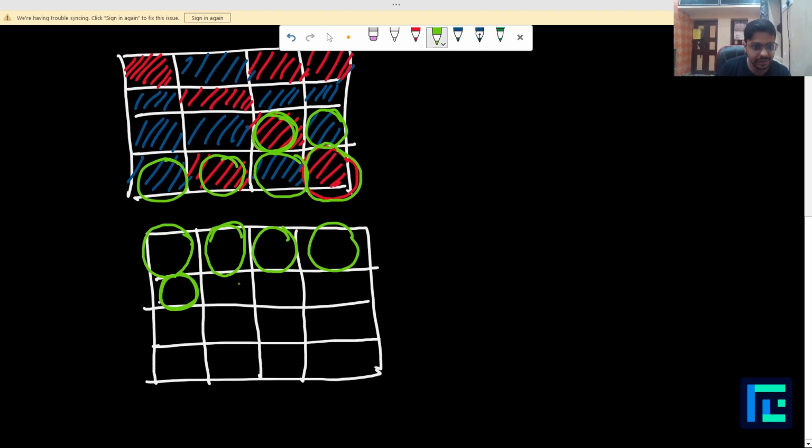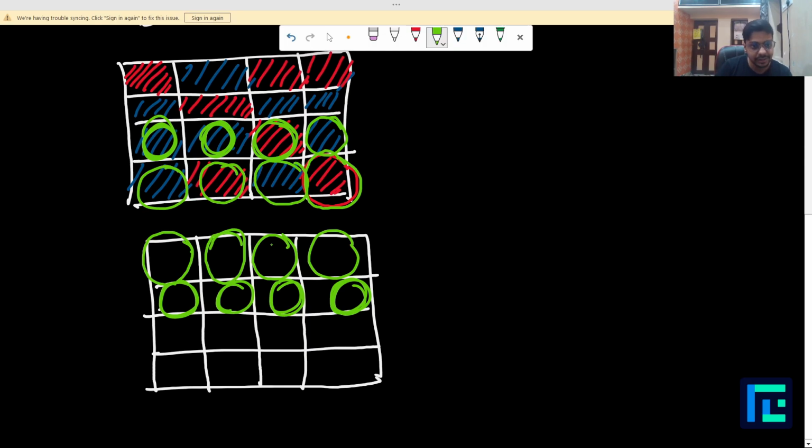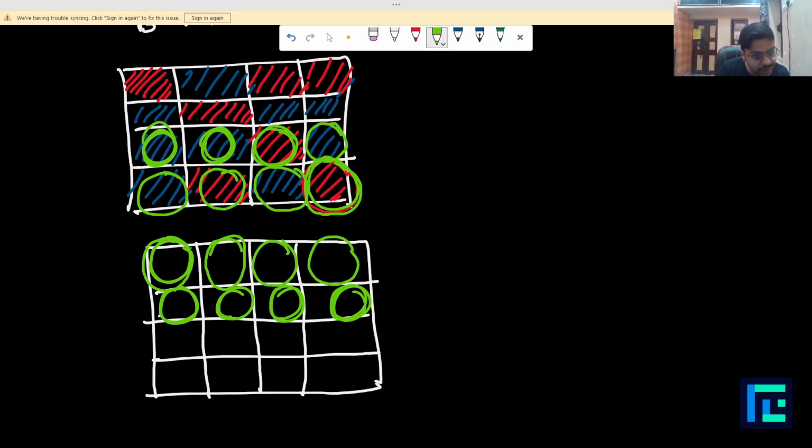Whatever color was in this cell, it will come in this cell. And similarly, the patterns will match. So your demand is that whatever color was in this cell, that same color should be present in this particular cell as well, right? Because this is a pattern you are obtaining after rotating the grid by 180 degrees, right?